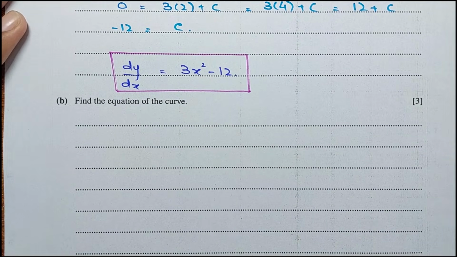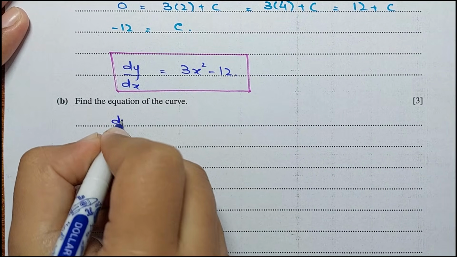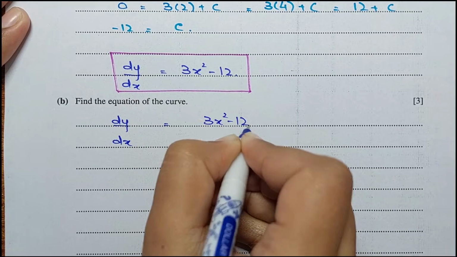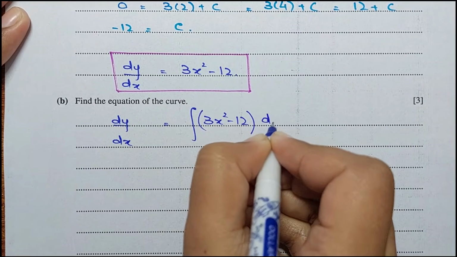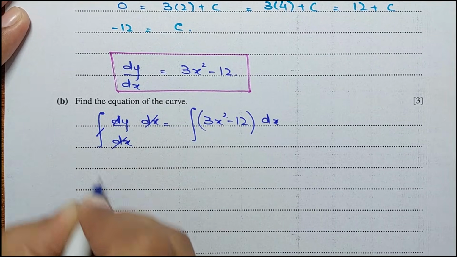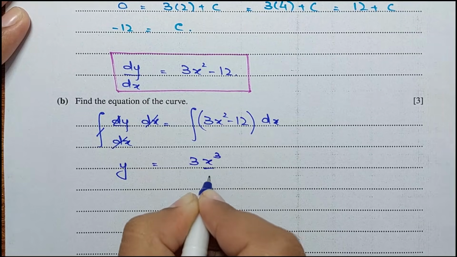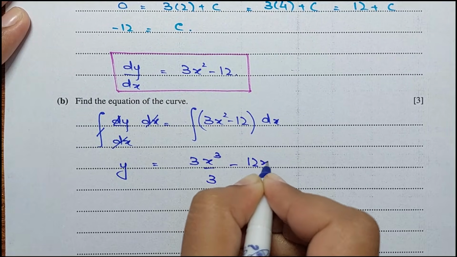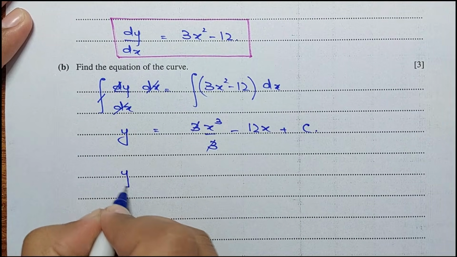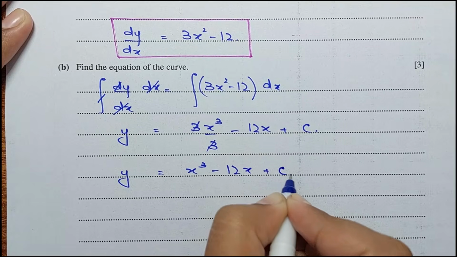Now for part B, find the equation of the curve. Since we have the first derivative, we just need to find the equation. So dy over dx equals 3x squared minus 12. Integrate both sides with respect to x. The dx cancels, the derivative is undone by the integral, leaving y. We are left with 3x to the power 3 over 3 minus 12x plus some constant of integration. The 3 cancels with 3. So the equation of the curve is x cubed minus 12x plus some constant of integration.